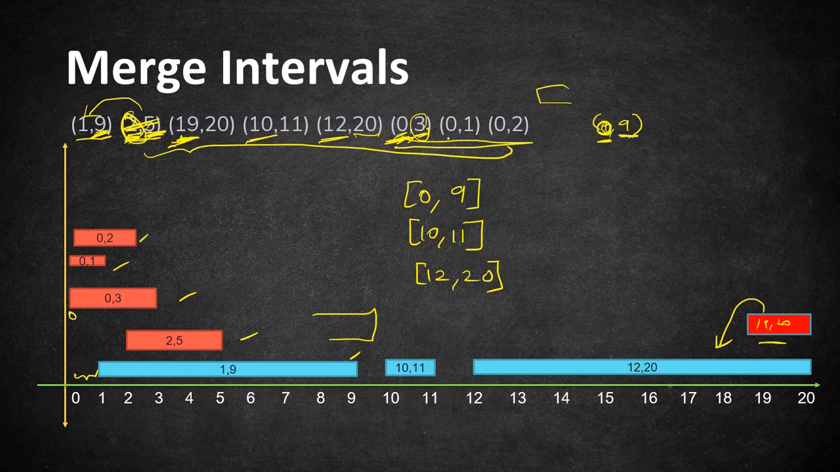Now comparing 0, 9 with 0, 1, this lies within the range and this lies within the range. This is for this particular value 1, 9, and the same operation has to happen for every value in the array with every other value, comparing the values at the first index and the last index. The minimum value goes in the first index and the maximum value goes in the last index, and finally whatever intervals remain will be added to our result.